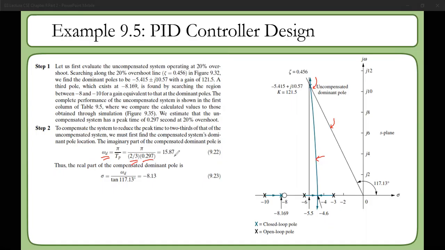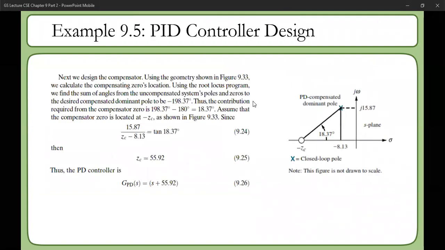So basically, based on that, if you know omega d, you can find sigma d because the angle is already known. The angle is 117 point. So this two-step is already done, figuring out the new point. After that, you have to figure out the zero location. For that, you have to find the angle contribution of all the existing poles and zeros to that new point. This is what they have skipped, but you have to do it by yourself.